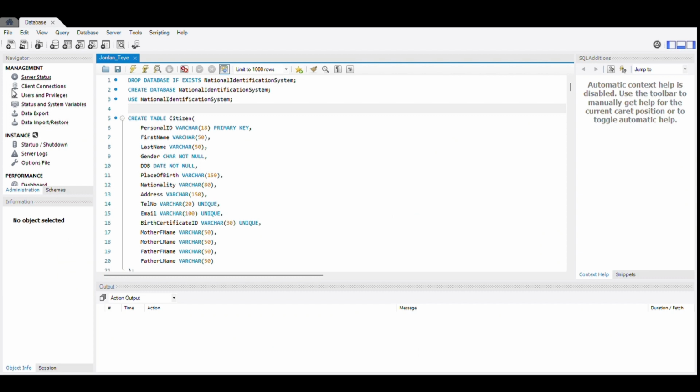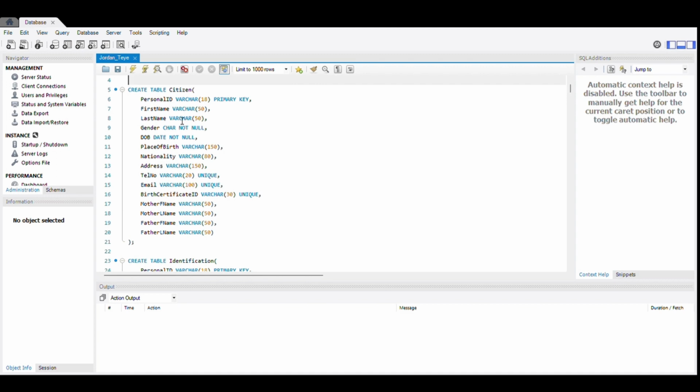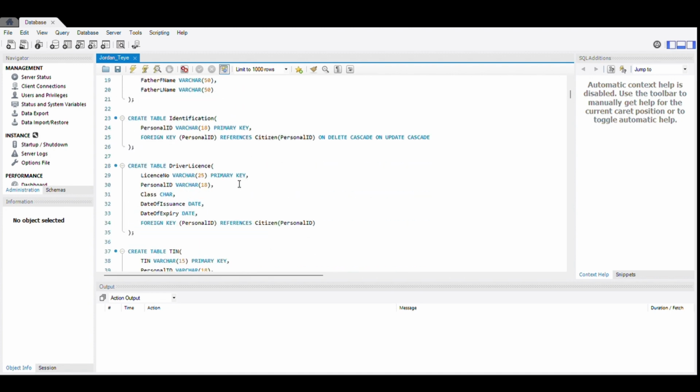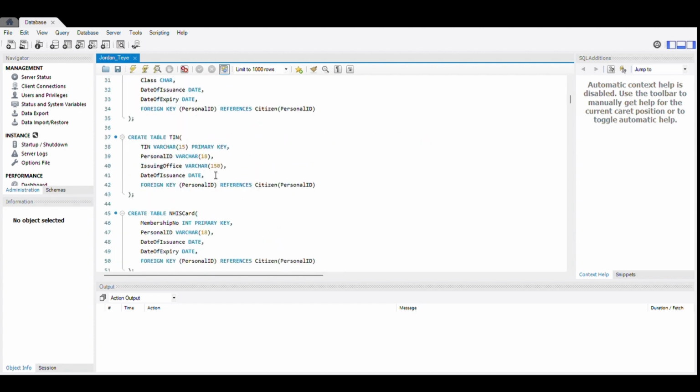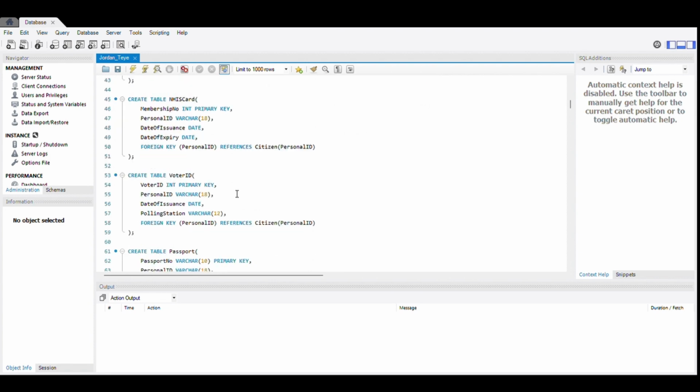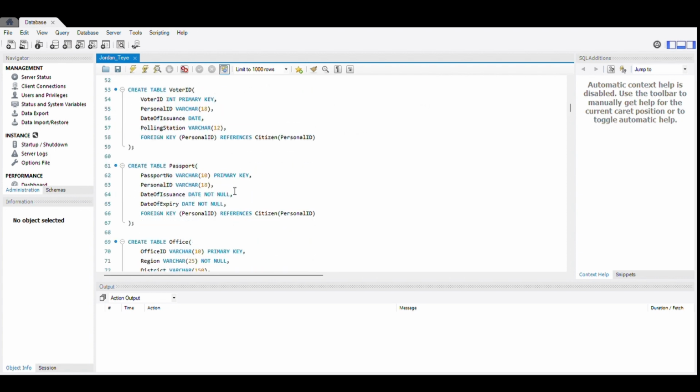So here we have the SQL, and first we have the citizen table, which has all the attributes of citizen, and then also has the attributes of birth certificate, because like we said earlier, it is absorbed into citizen. Then we have the identification, which is the generalized form of all the ID cards. We have driver's license, TIN, NHIS card, voter's ID, and then passports.